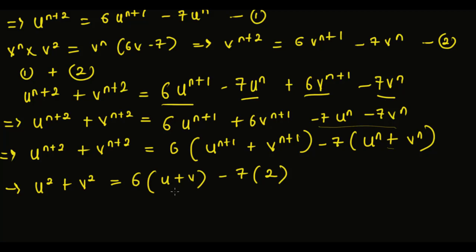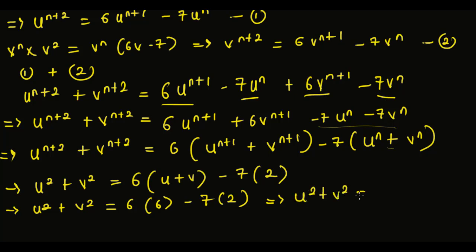So we have that u plus v, initially we got that u plus v is 6. So we have that u square plus v square is equal to 6 into 6 minus 7 into 2, which implies that u square plus v square is equal to 36 minus 14, which is equal to 22. So this implies that u square plus v square is equal to 22.